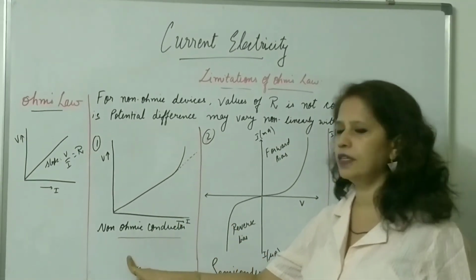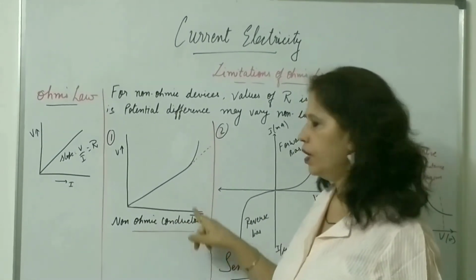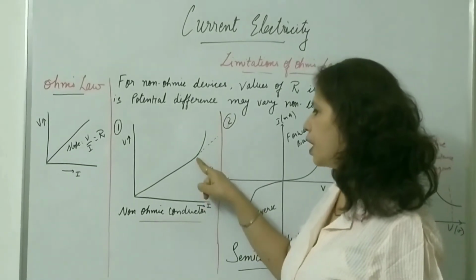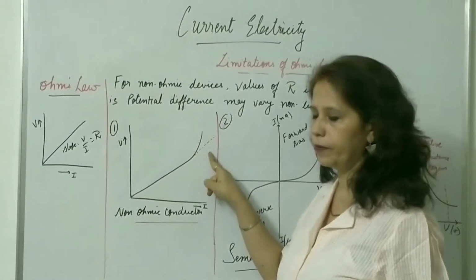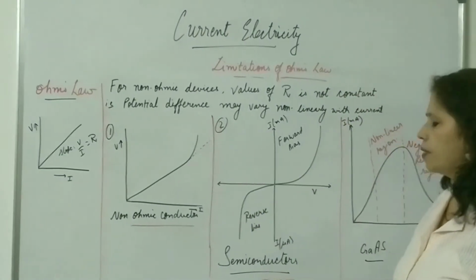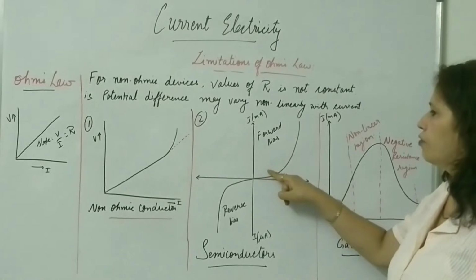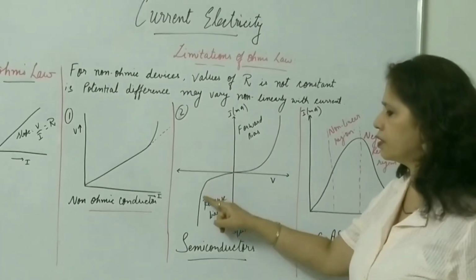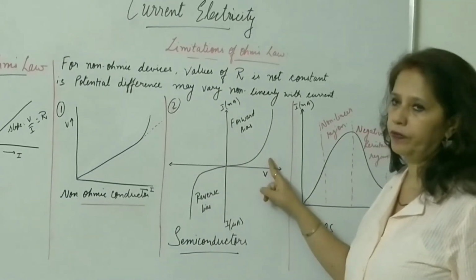So first let us see this graph, non-ohmic conductor, V versus I graph. Till here it is obeying Ohm's law, but now there is a bend in the curve. So it's not obeying Ohm's law over here. Second part, semiconductors. In semiconductors, we can see in the forward bias, it is going in this manner, and in reverse bias, it is going in this manner. Again, it is not obeying Ohm's law.